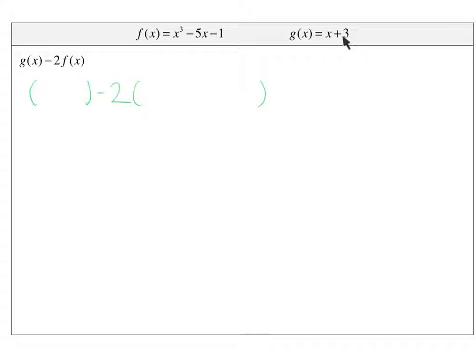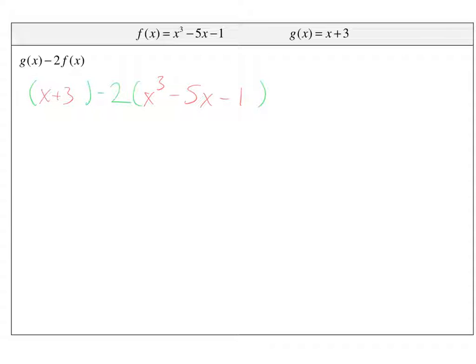So, the first one's going to be this, x plus 3. In the second one, we're putting f, which is this, right here. So that's going to be x to the third minus 5x minus 1. So I have now put g minus 2 times f. And now we have to simplify.